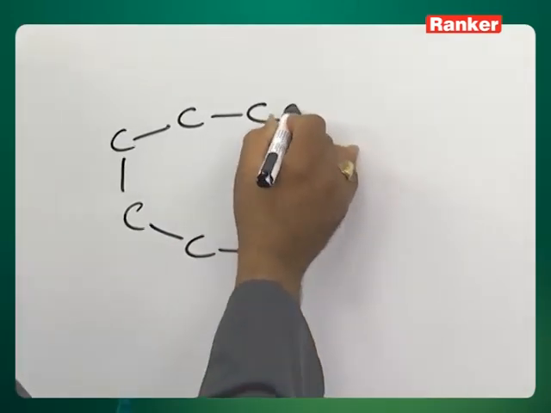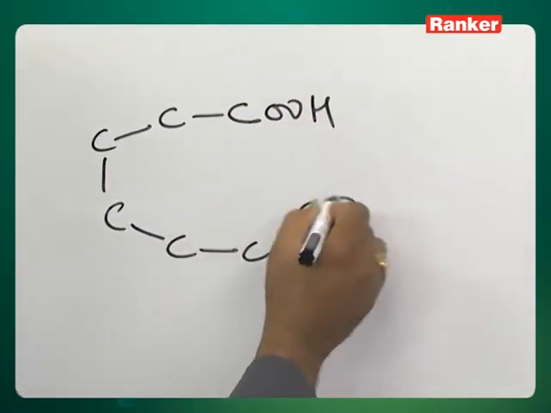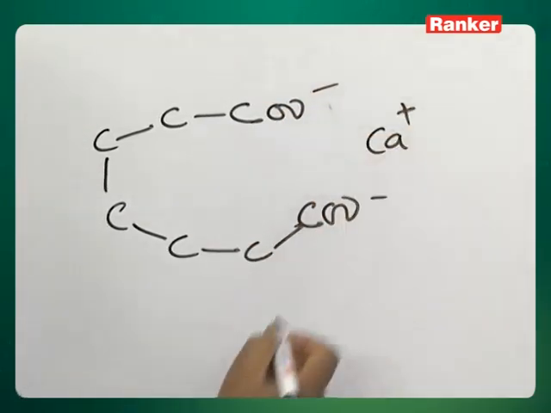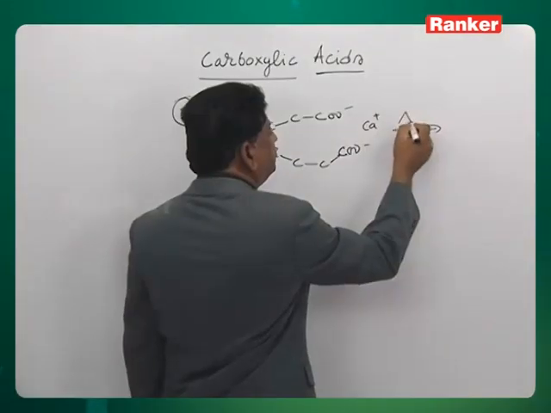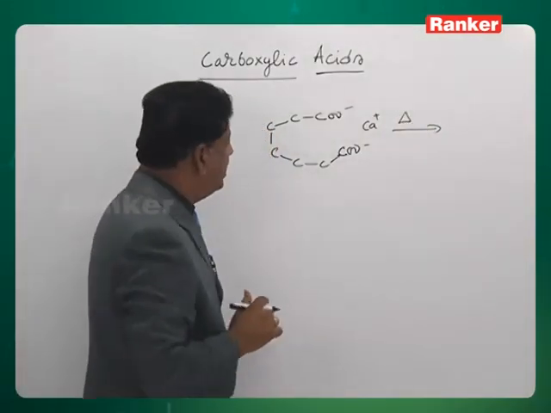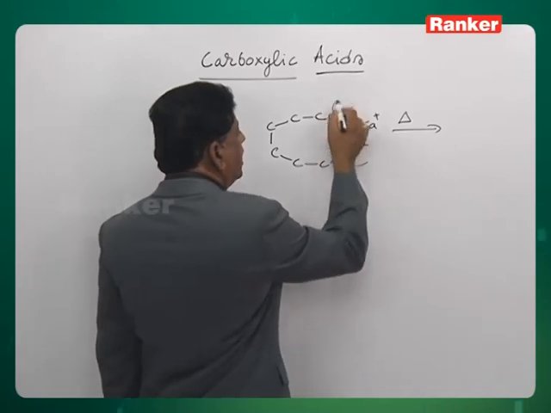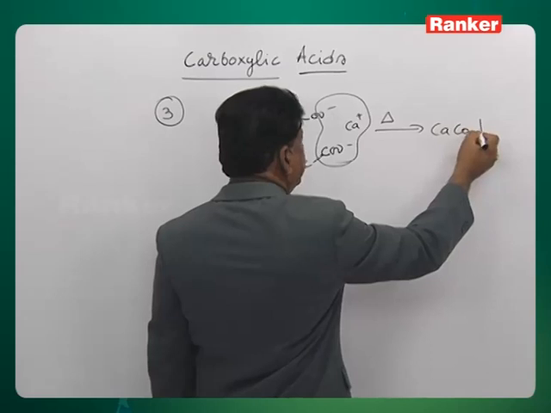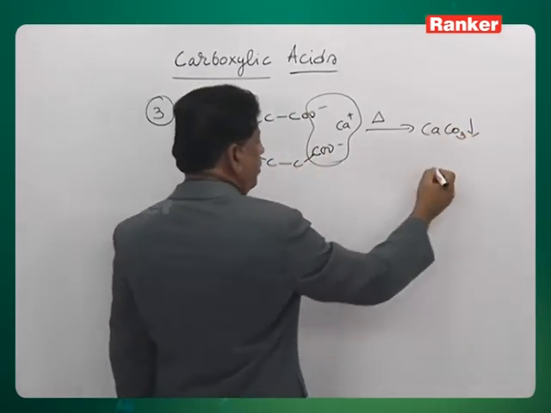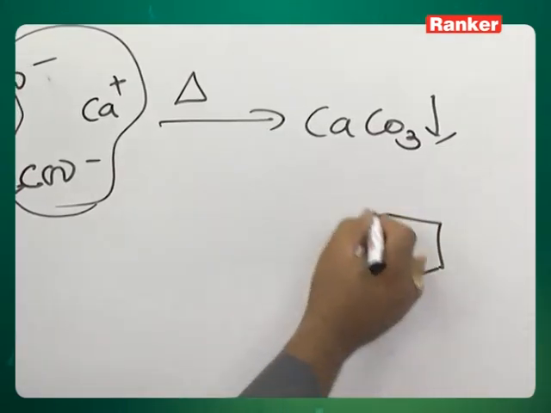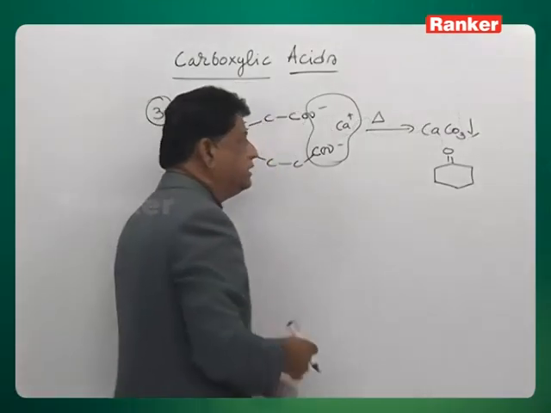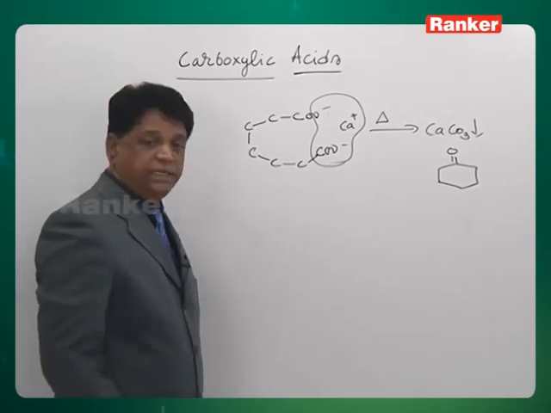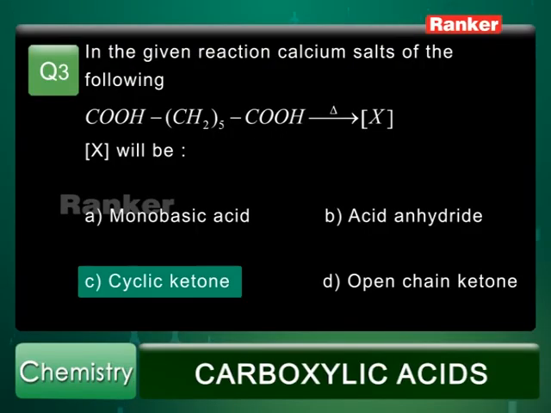So a 7 carbon carboxylic acid in the form of a calcium salt, that is calcium plus 2, is taken and heated. This is what the reaction is asking, in which a calcium carbonate will be left over in the flask, and this compound becomes a ketone. A 6-membered ring with a ketone, that is cyclohexanone, will be the answer. So the answer is the cyclic ketone, C is the right answer.